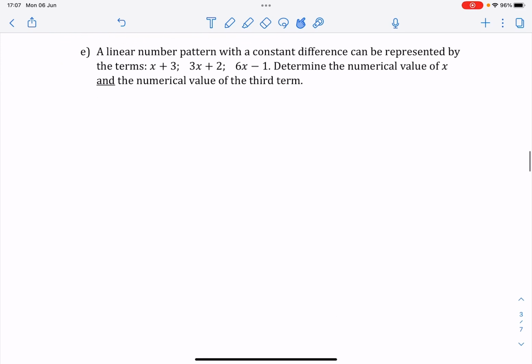Okay. You can pause the video here to do this question. A linear number pattern with a constant difference can be represented by those terms. Determine the numerical value of x and the numerical value of the third term. You follow the same steps. I will give the answer. X should come to 2. And the third term, you should get a value of 11. So you can pause the video and try that example.